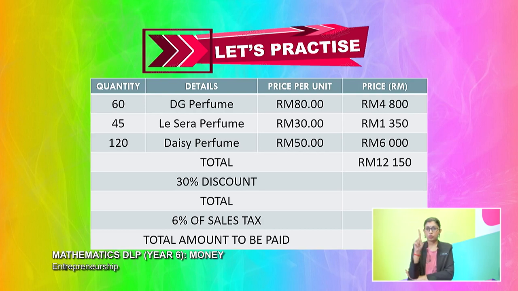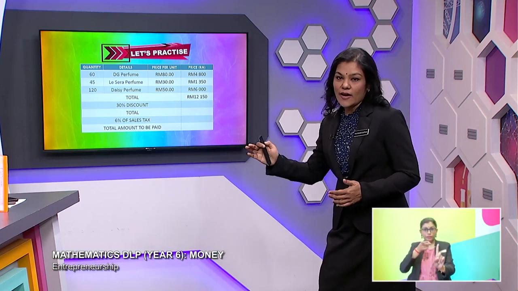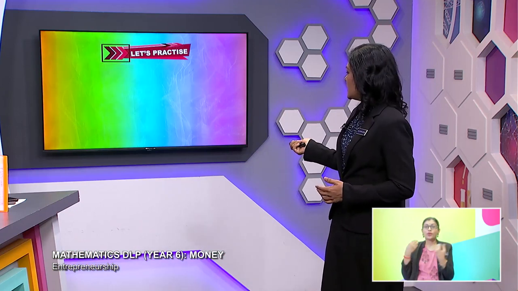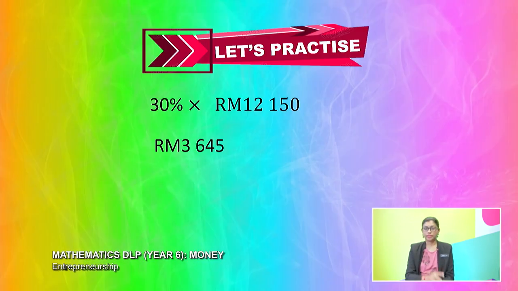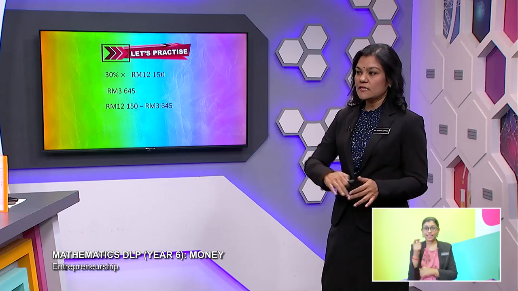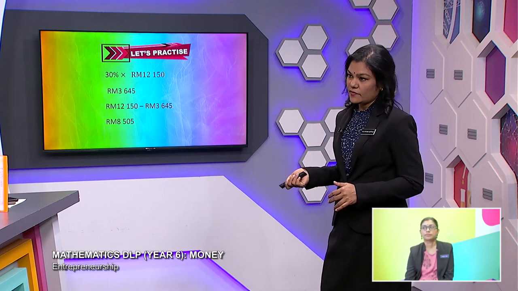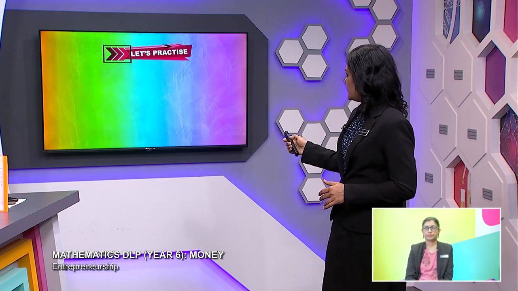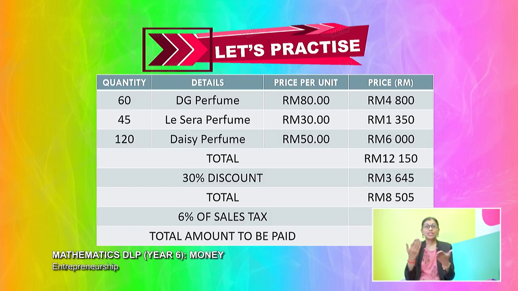It's about 12,150. So from the total, you are entitled to 30% discount. So what we must do here, discount sounds what? You deduct. So first thing, you find that 30%. To find the 30%, 30 over 100, we times by the total 12,150, you will get 3,645. So that 30%, you have to minus again from the total. Or you can calculate vice versa. You take the 70%, straight away will get 8,505. So after the discount of 30%, the new total is 8,505.